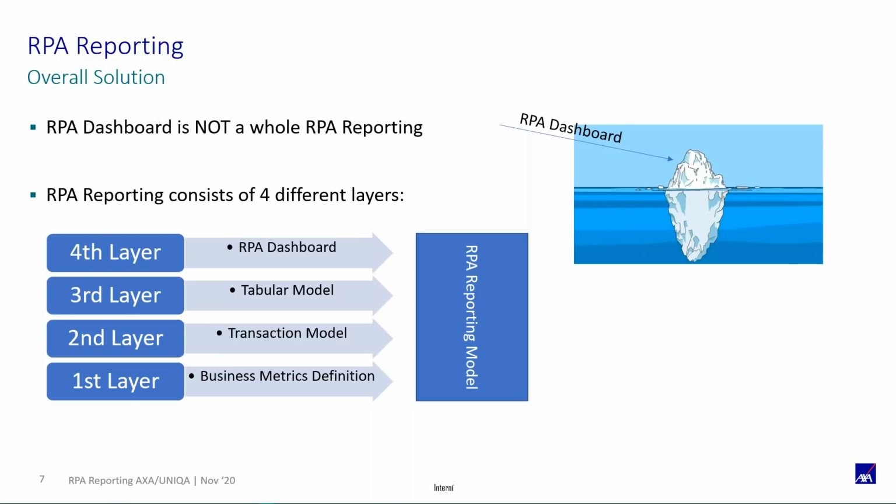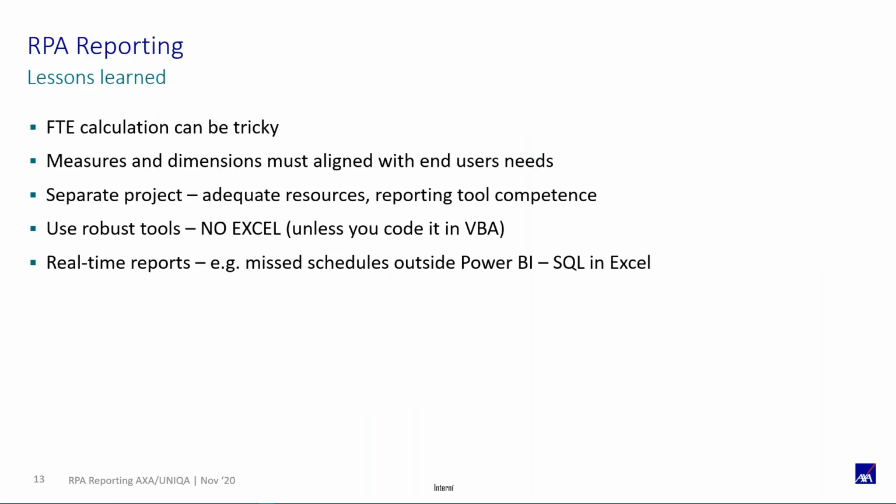And the second layer is the transaction model. In this layer, we connect the business metrics definition with work queues and work queue items from Blue Prism. The third one is a tabular model based on a multidimensional cube. And this is the place where we store all the results from the previous layer. And the last one is the RPA dashboard, which you just saw in the demo. Okay, this is everything from me. Thank you for your time. And now the word back to Antonín.